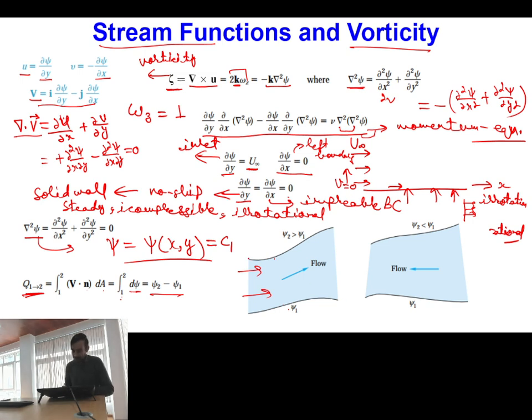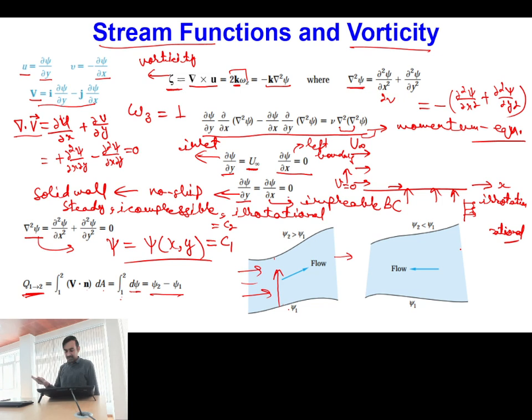Then again, when you are plotting another line psi 2, you will be assigning some other constant C2. If the value of C2 is greater than C1, then when I am moving from this direction to this direction, psi 2 is greater. So the difference psi 2 minus psi 1 will be a positive quantity, which means my flow is in the positive direction. If this difference is negative, then the flow is in the reverse direction.